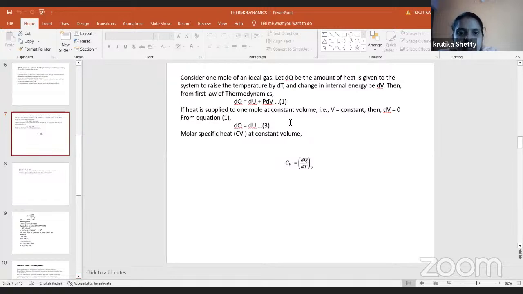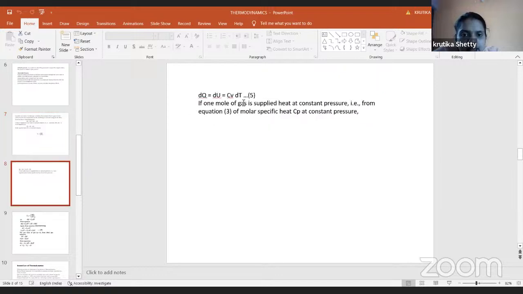Now, if heat is supplied to the 1 mole at constant volume, then according to mathematics, if any value is constant, its differentiation is taken as 0, right? Therefore, dQ is equal to dU. Then the molar specific heat Cv is given by dQ by dT at constant V. So dQ is equal to dU is equal to Cv into dT. We can simplify this equation.